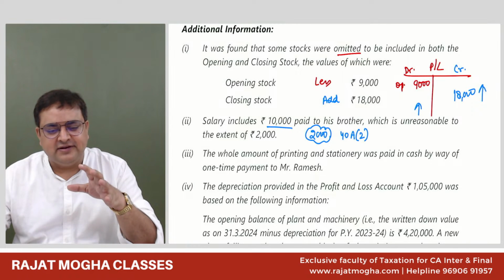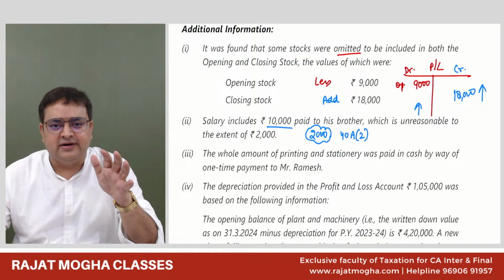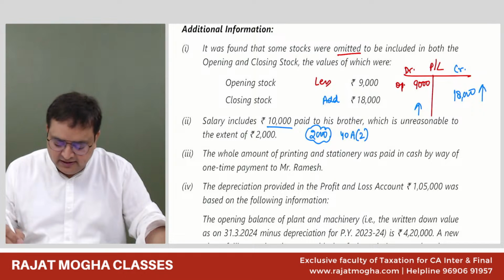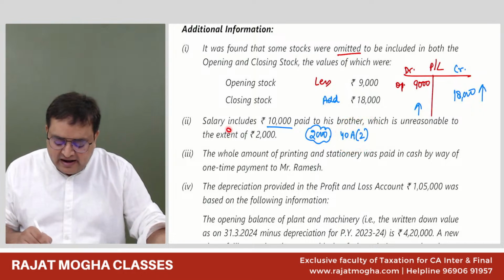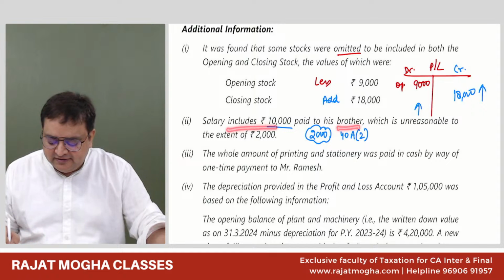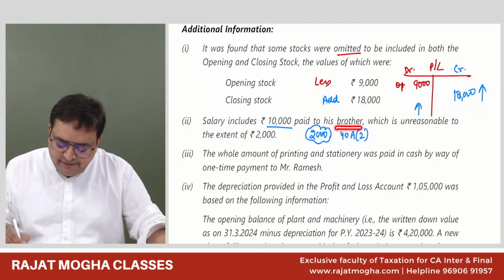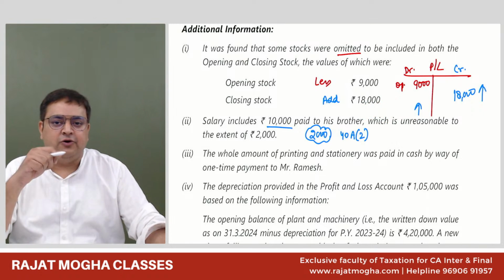Otherwise, no need to. If you don't remember the section, please don't quote it there. It's not required and your marks will not be deducted. But still, you will understand it better if you have this. So salary includes 10,000 paid to his brother, which is unreasonable to the extent of 2,000. Guys, if this would have been paid to his brother-in-law, what would you have done? If it is not brother but brother-in-law.